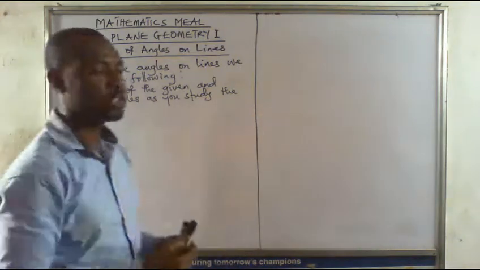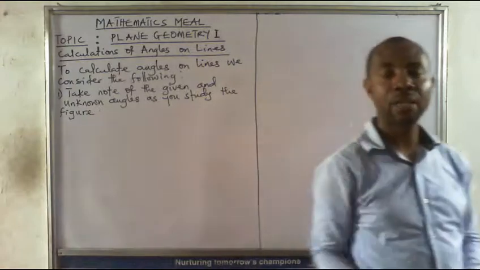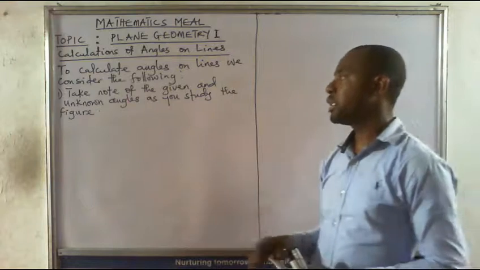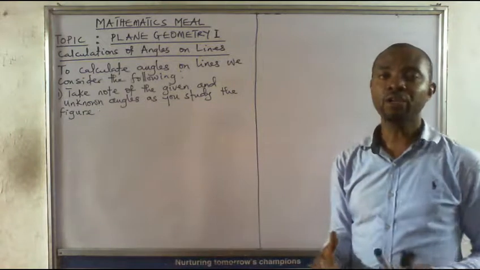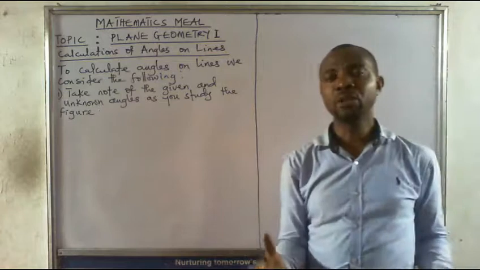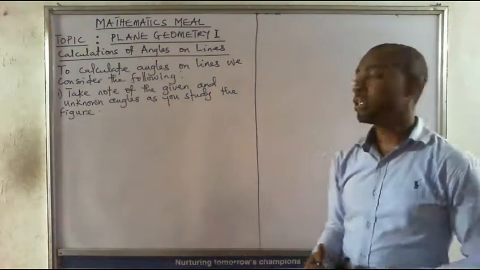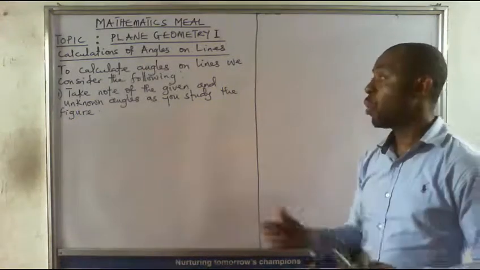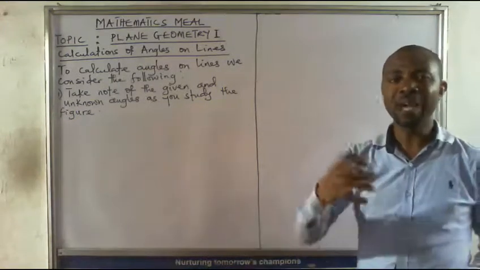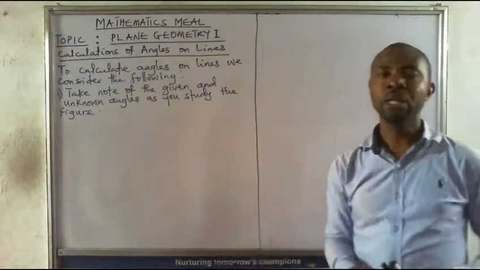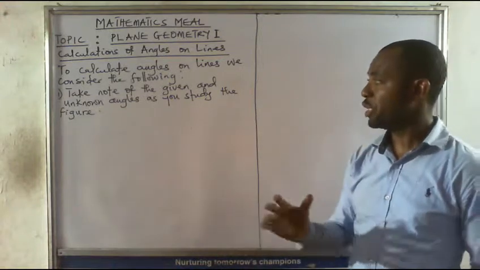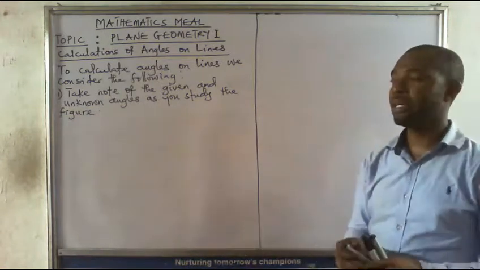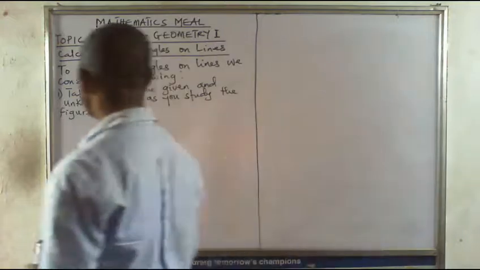We know that most of the questions that will be given to us as far as lines and angles are concerned usually come in the form of a figure, a drawn figure. So as you study the figure, take note of the given and the unknown angles. Some of the angles will be given, and those angles that are given will be the angles we are going to use to find the unknown angle or the unknown angles, because in some cases we may have more than one unknown angle. So there is need for us to know the given angles and also the unknown angles, to identify them, even as we study the figure.